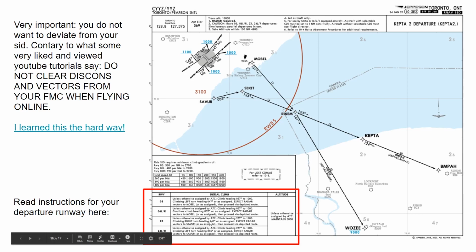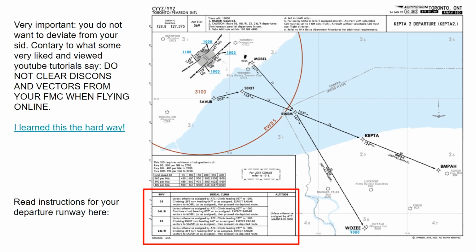So this says, unless otherwise assigned, climb heading 237 to 1,100, which basically just means stay along the runway, stay above the runway until you reach 1,000 feet. Or 1,100 feet, I guess, in this case. And then turn right to heading 245. So right here, you can actually see it. You're on runway heading. You reach 1,100, and then you make a slight right turn to heading 245.